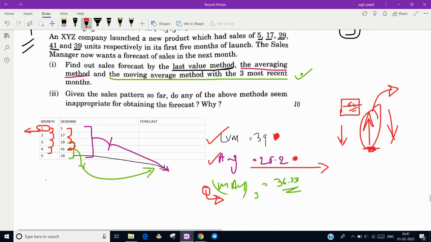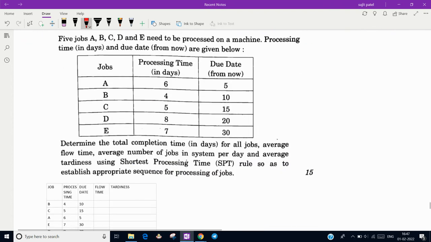So what will it give? It will give us the mean, a trend line, and as well as some fluctuation also. So we can predict our forecast in a better manner. Like 39 is over forecasting, 26.2 is under forecasting. So 36.33 will be a good forecast. So this is the reason. So the first question that we have solved.